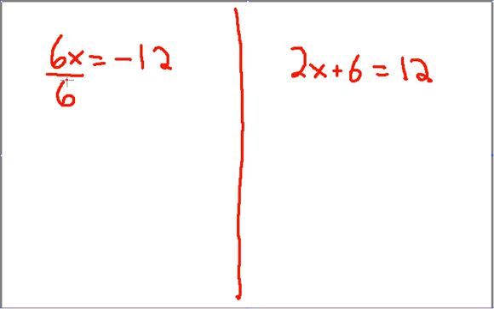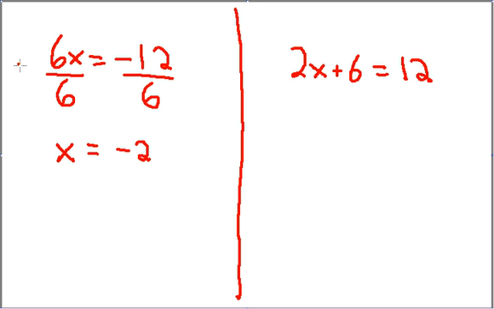by 6. Well, if I divide the left-hand side of the equation by 6, to keep things in balance, I have to go to the right-hand side of the equation and also divide by 6. We now calculate it out. What is 6x divided by 6 going to equal? Well, it equals x. What is minus 12 divided by 6 equal? Well, that equals minus 2. Remember, a negative divided by a positive gives us a negative answer. 12 divided by 6 is 2. A negative divided by a positive is negative.